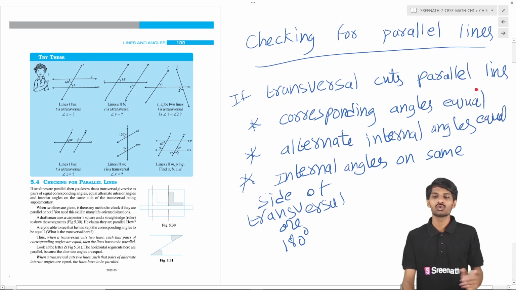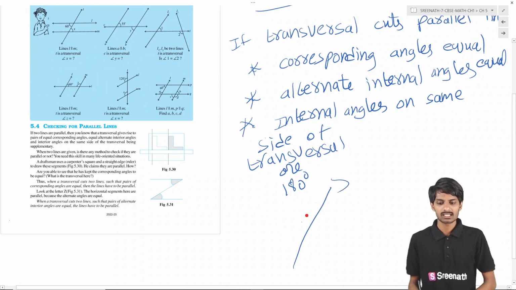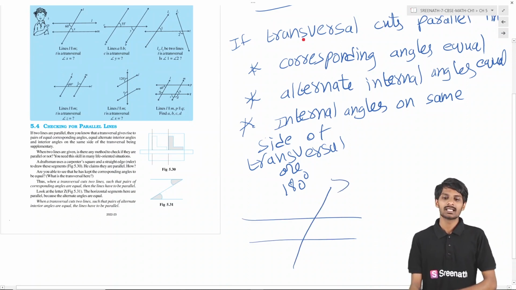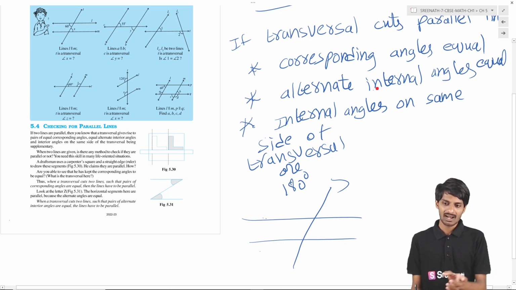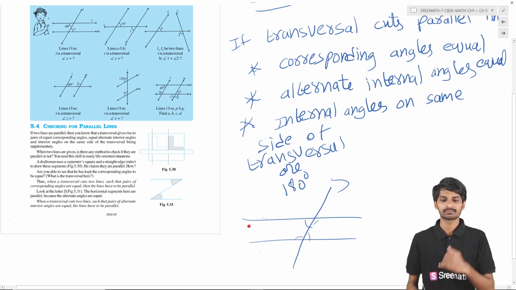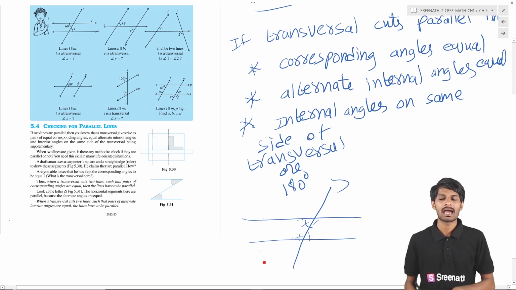From our previous knowledge, if a transversal cuts parallel lines, then these are the outcomes, friends. So if you want to check whether two lines are parallel, and you find the corresponding angles are equal, then the two lines are parallel. If the alternate interior angles are equal, then the two lines are parallel. If the interior angles on the same side add up to 180 degrees, in this case also they must be parallel. If it satisfies these three things, then we say those two lines are parallel lines.